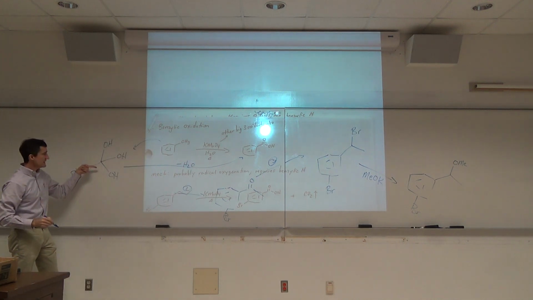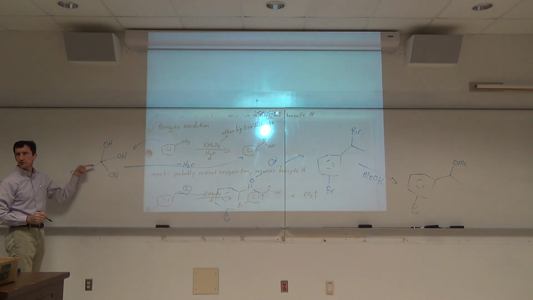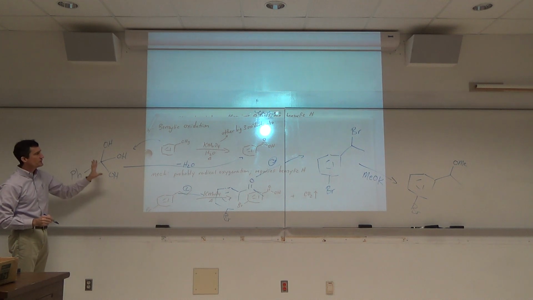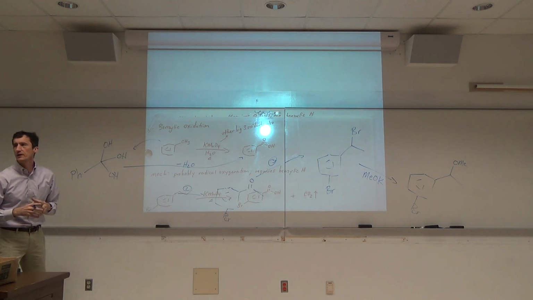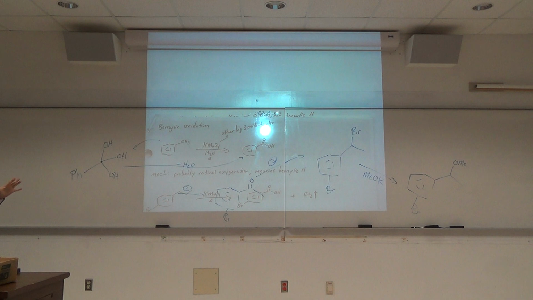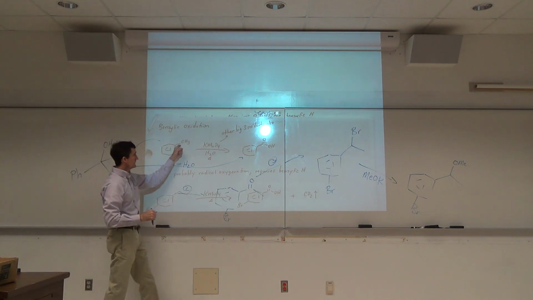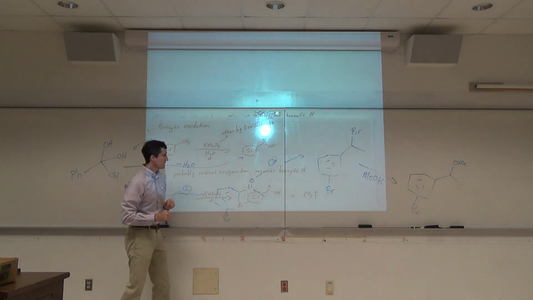So this is not stable. We'll learn more about this during test 3 and 4. This will then lose water to give your final product. Don't really worry about the mechanism. Just giving you some details. Main thing is you have to have at least one benzylic hydrogen. If you do, you're going to get the benzoic acid.